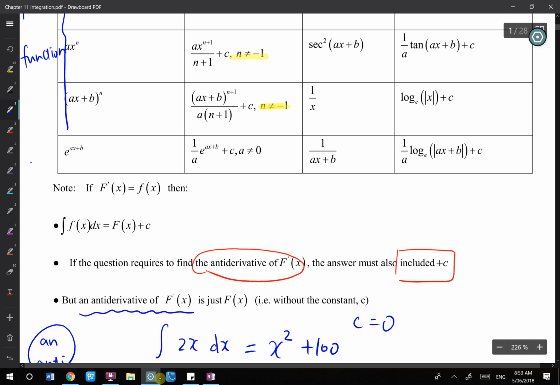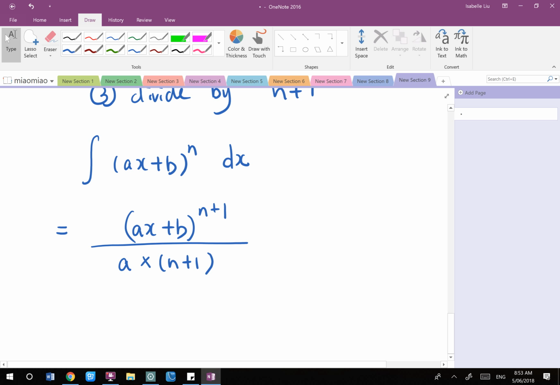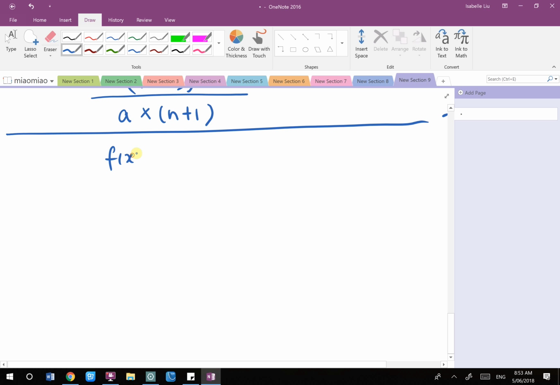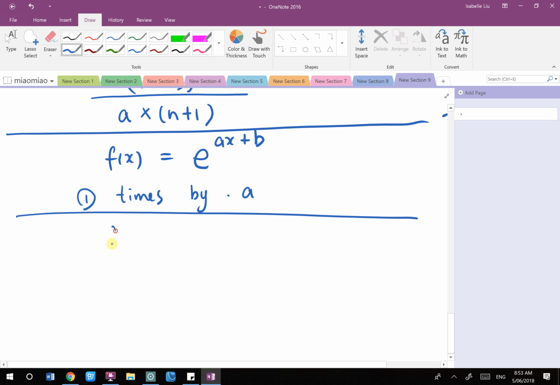So that is the power function. Now let's talk about exponential. Think about exponential. If we have f(x) equals e to the power of (ax + b), think about the derivative. First, that will be times by a, and the next steps still have the same thing. Now, what you need to do for antidiff: if f'(x) equals e to the power of (ax + b), the first thing is divide by a. Done.